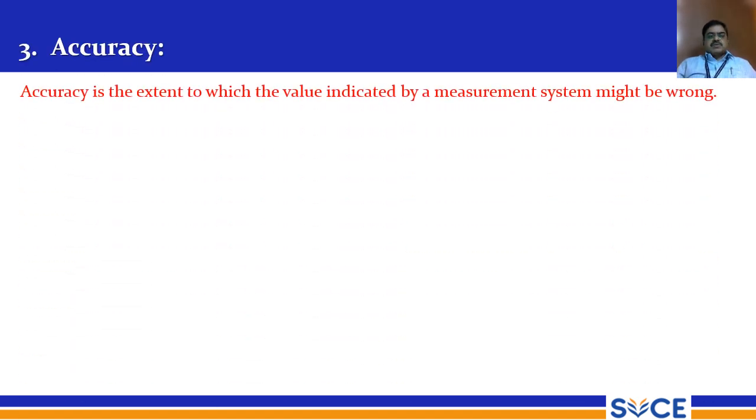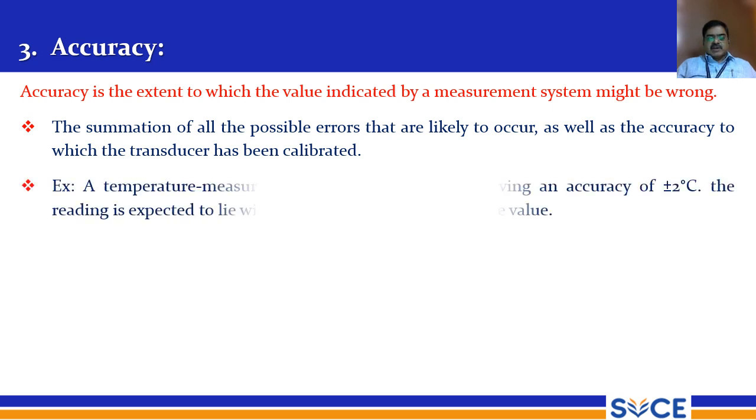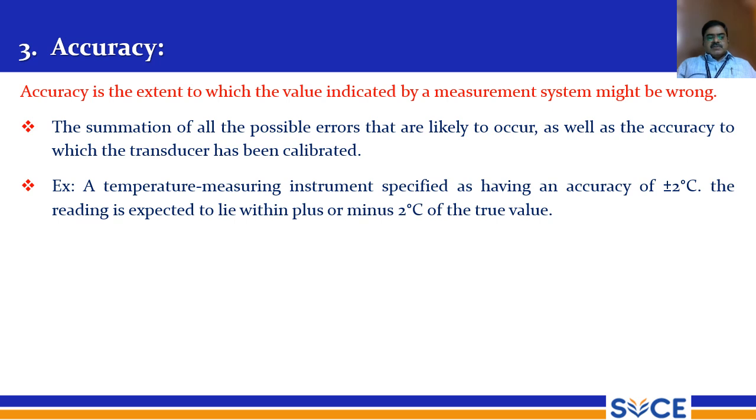Accuracy is the extent to which the value indicated by a measurement system might be wrong. This is the way it is defined: the summation of all possible errors that are likely to occur, as well as the accuracy to which the transducer has been calibrated. Here accuracy is mentioned in terms of plus or minus values. It is plus or minus 2 degrees centigrade. It means that the measurement value may lie between minus 2 to plus 2 values. So it can vary within that range.